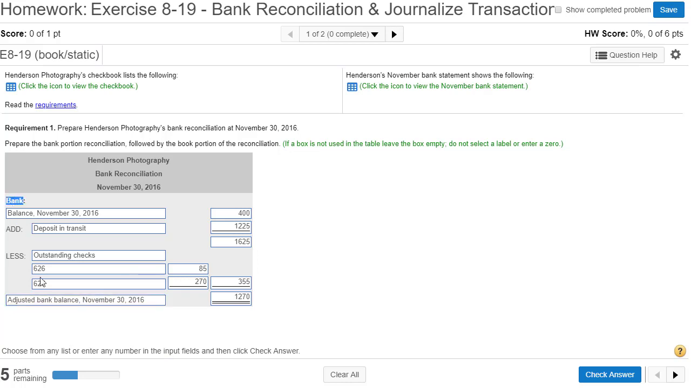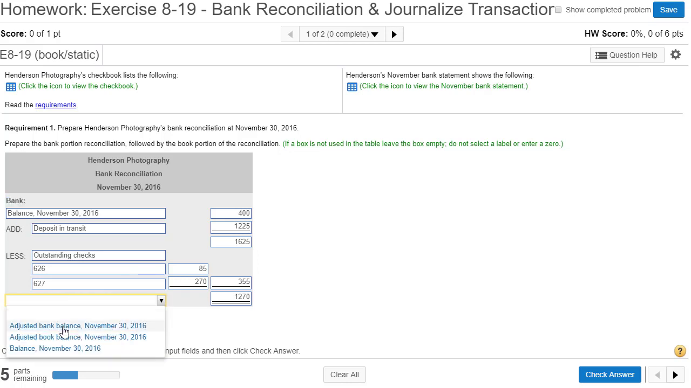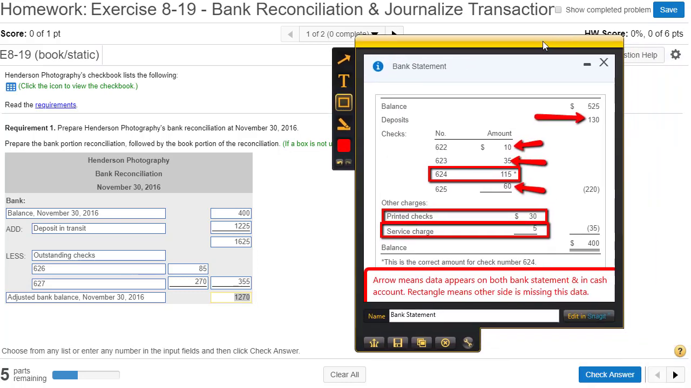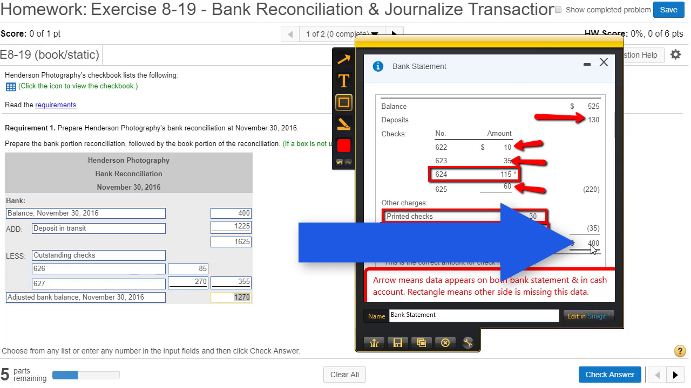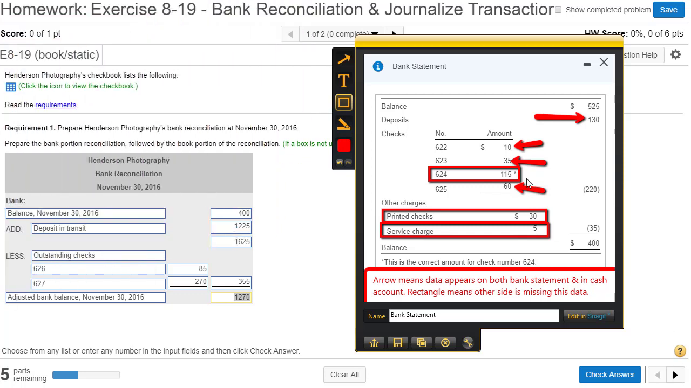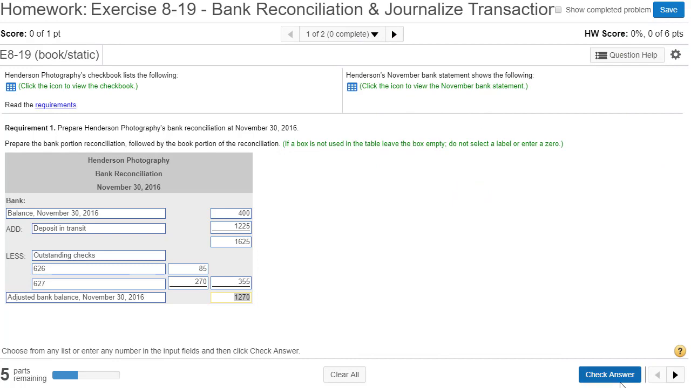Notice this is the bank side we're working on, so don't choose book balance. It's the bank balance. What this means is, as long as this balance agrees when we do the book side, the amount of cash we actually have is 1270. Remember, the bank statement said we have $400. Well, it turns out that's wrong. Why was that wrong? Because the bank did not know about these two checks we wrote and then this big deposit. So the main difference is that big deposit. So let's check our answer.